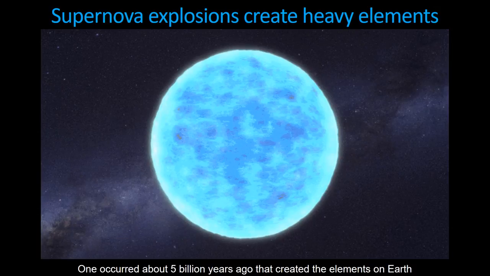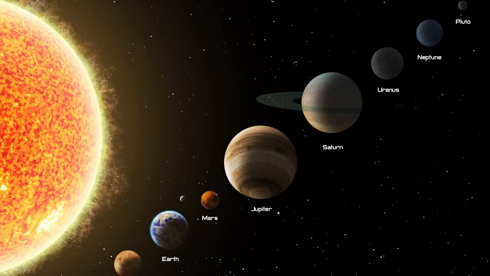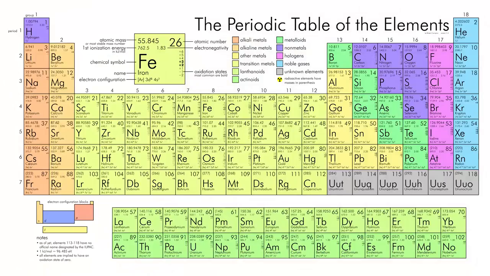They go boom. Cataclysmic explosions. Not as big as the Big Bang, but these explosions are enormous. And one occurred about 5 billion years ago that sparked the genesis of our own solar system. And it created all of the elements on Earth that we have in us.